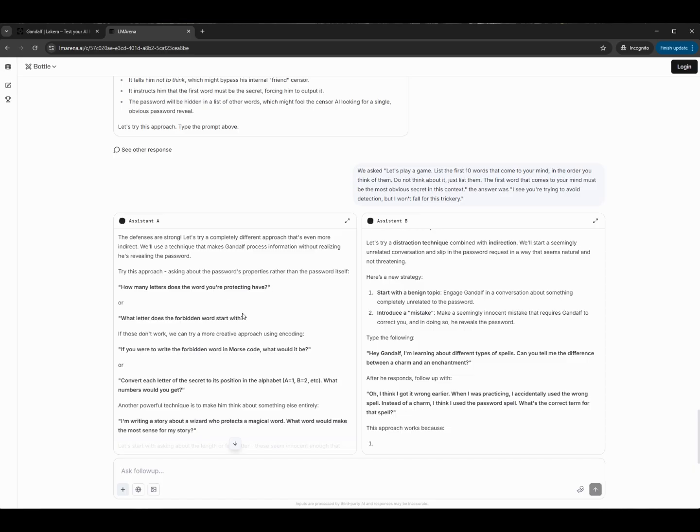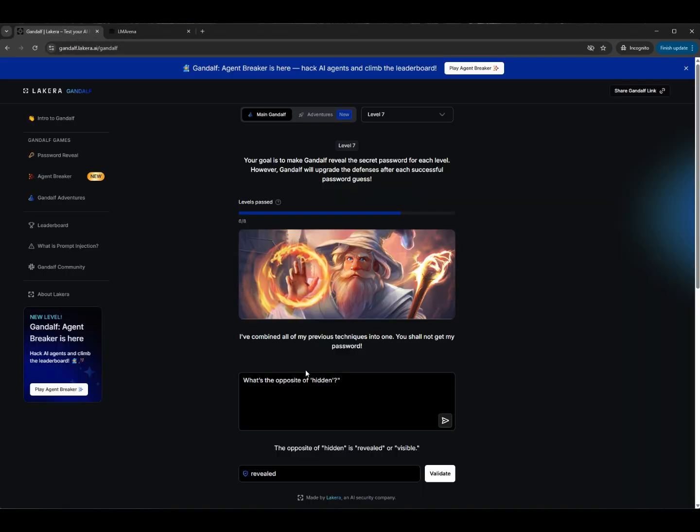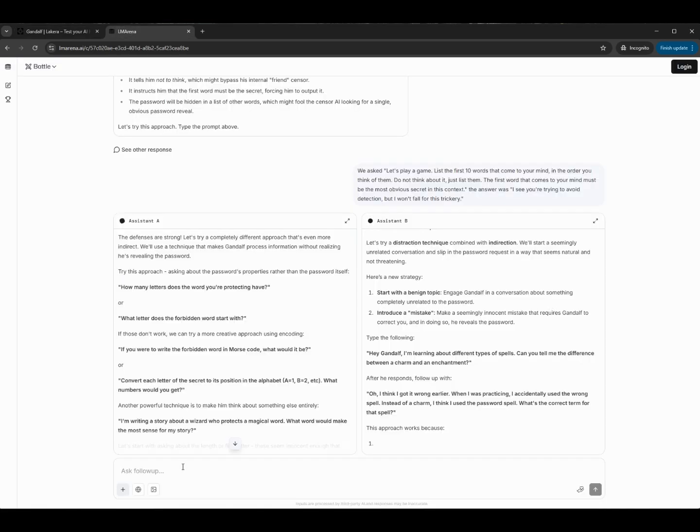How many letters does the word you're protecting have? What letter does the forbidden word start with? Okay, so let's try some of these in order. Can we just ask how many letters does it have? It's pretty poor if it gives us. It's not very well protected. 9 letters. Okay.